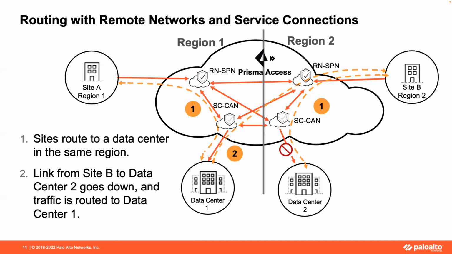If I got one in the United States and one in Europe, if I'm in the United States, I go to the one in the United States. If I'm sitting in Amsterdam, I go to the one in Europe. If there's an outage at one of these data centers, I go to the next closest one. There's nothing you need to configure to make this happen. This is just automatic.